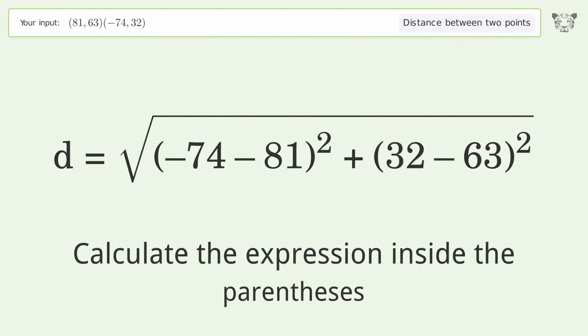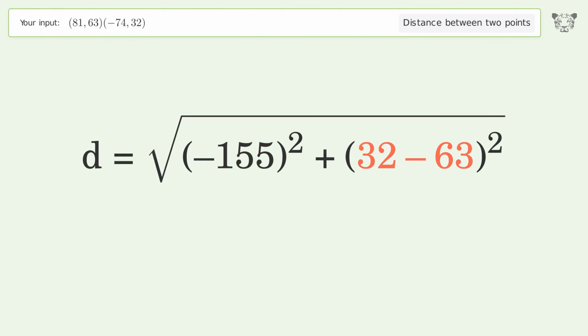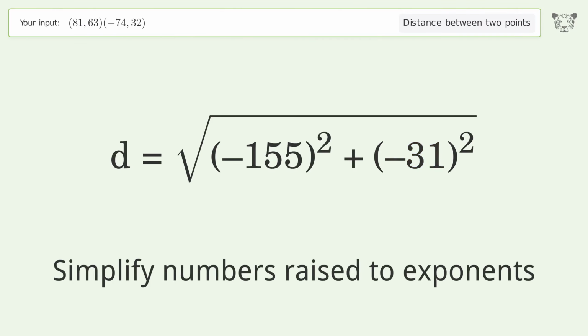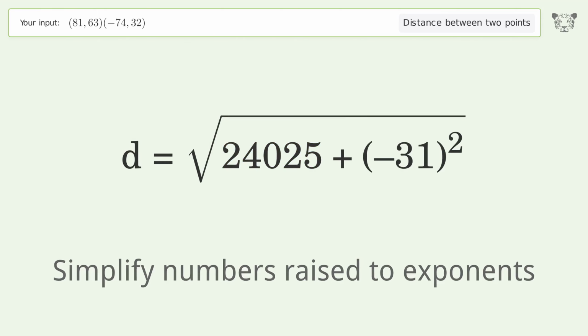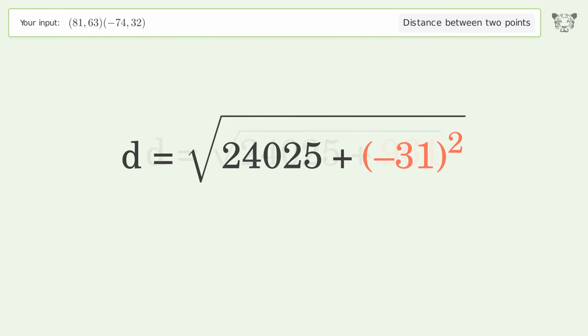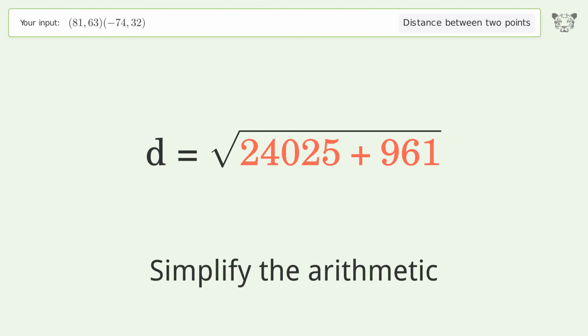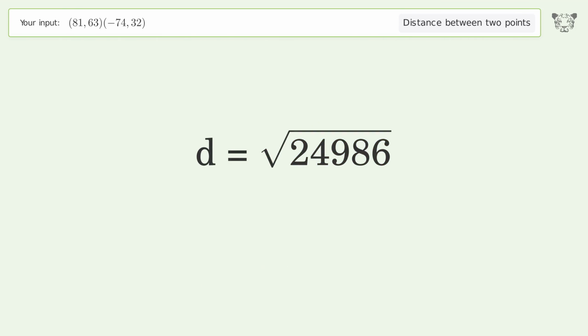Calculate the expression inside the parentheses. Simplify numbers raised to exponents. Simplify the arithmetic. And so the distance between the 2 points is the square root of 24,986, or 158.07.